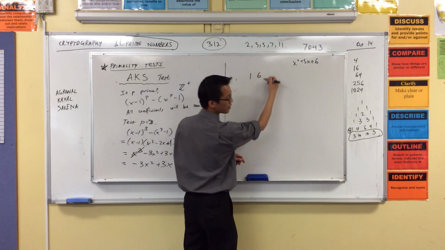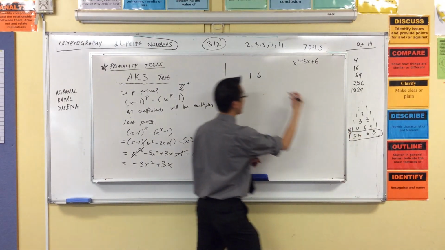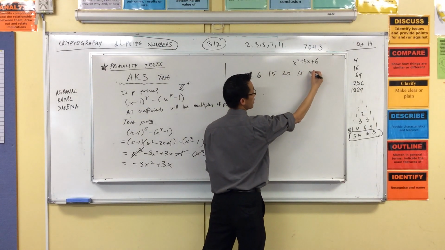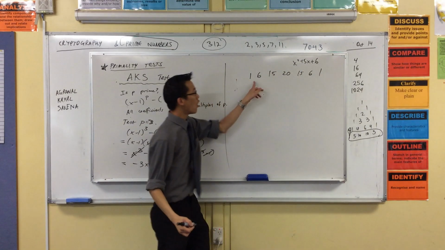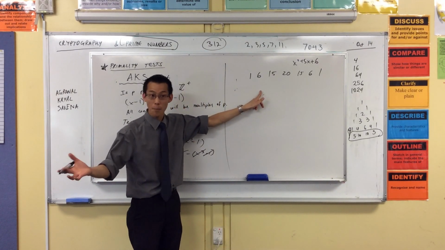If I go to the next row, it's going to be 1, 6, then 15, and then 20, and then symmetry. So are all these numbers multiples of 6? Of course not, because 6 is composite.